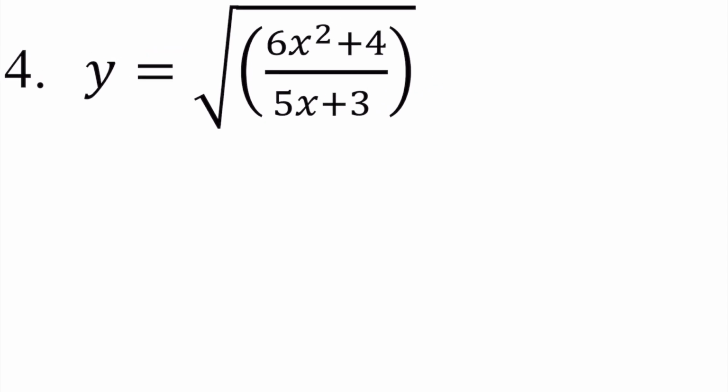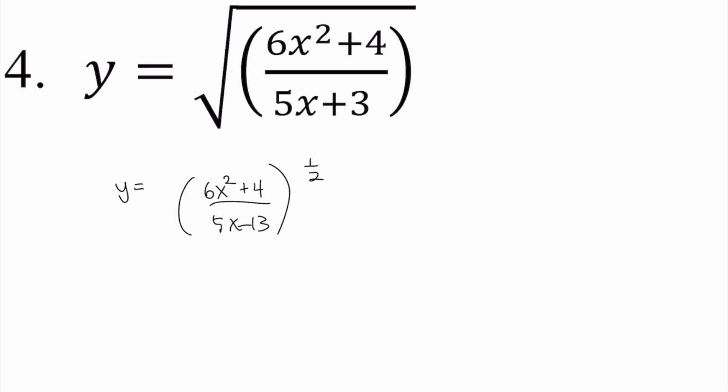So the fourth question might seem a little bit daunting at first because it's so many radicals and fractions, so many complicated things, but we can try to simplify it a little bit. So y equals 6x squared plus 4 over 5x plus 3, and then this whole thing to the power of 1/2 since it's square root. So whenever there's a square root, we can try to simplify it to an exponent so it becomes easier. This isn't the case for all the problems, but this is usually how it goes. So if there's a radical, just try to change it to an exponent to make it easier.